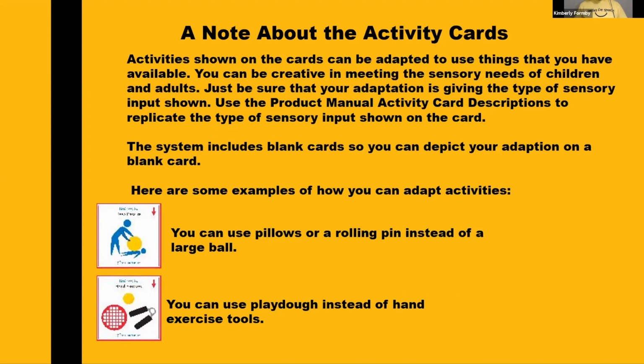So for example, you can see the first card that I have shown here shows a picture of an adult applying pressure on a large therapy ball and rolling that therapy ball back and forth on the child's body. So if you don't have a large therapy ball, it's okay. You can use other things to give that child firm, deep pressure.